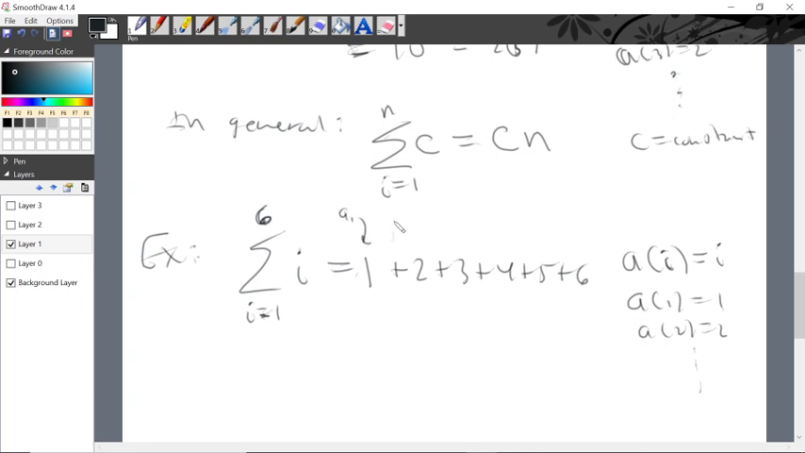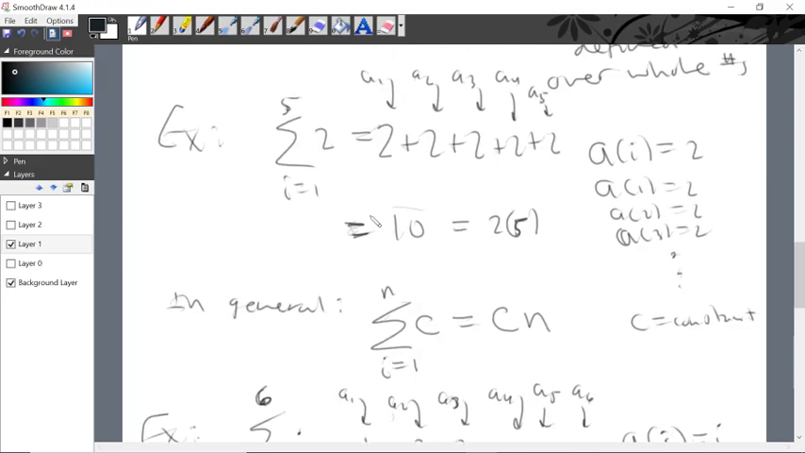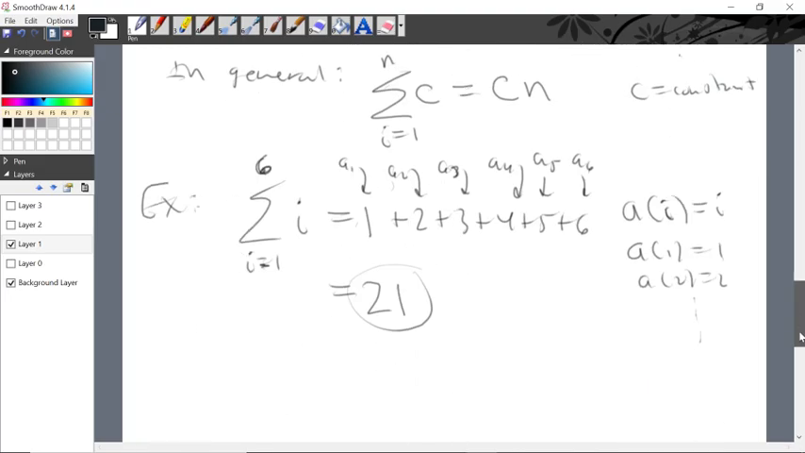Right? So this is A1, A2, A3, A4, A5, A6. Let's add these up and see. So we have 6 and 4 is 10, and then we have 5, 3, and 2. Those make 10, so that's 20, and then plus 1 is 21. Okay. So this one's equal to 21. Okay, is there a nice clean formula that we could use for this one?